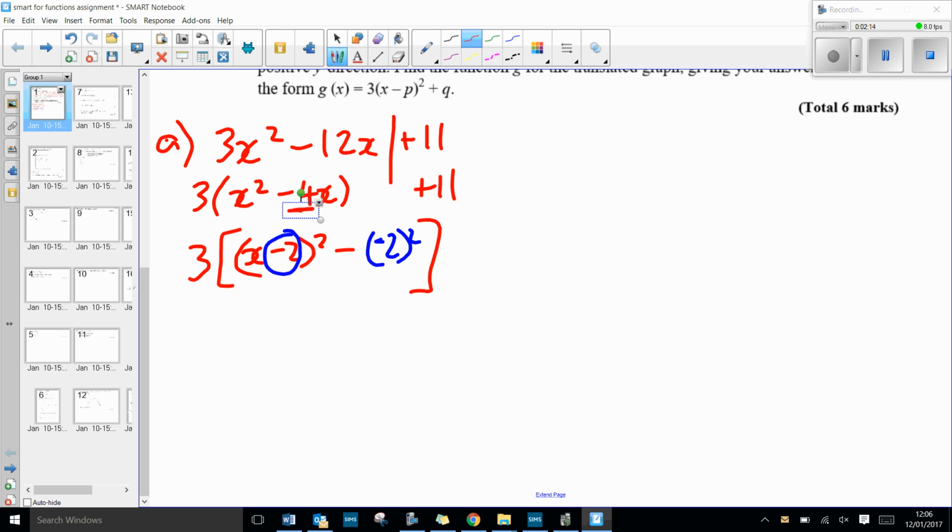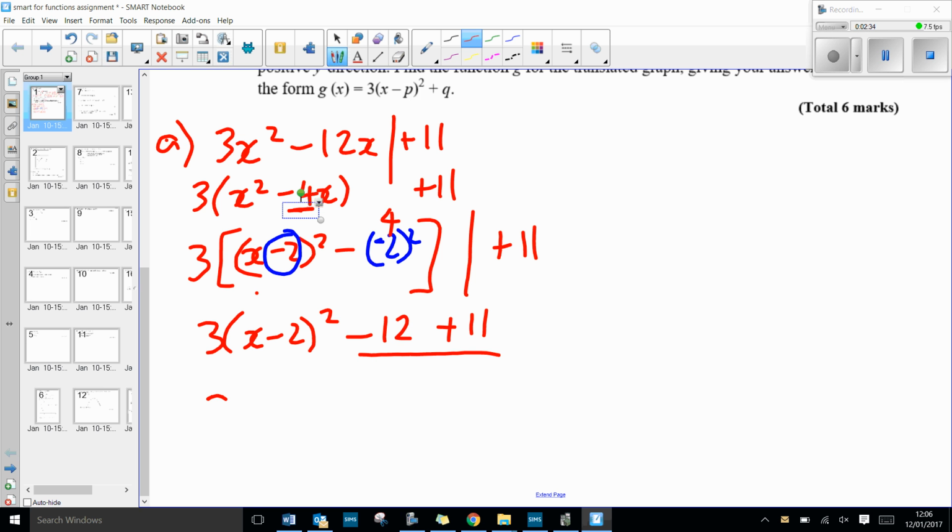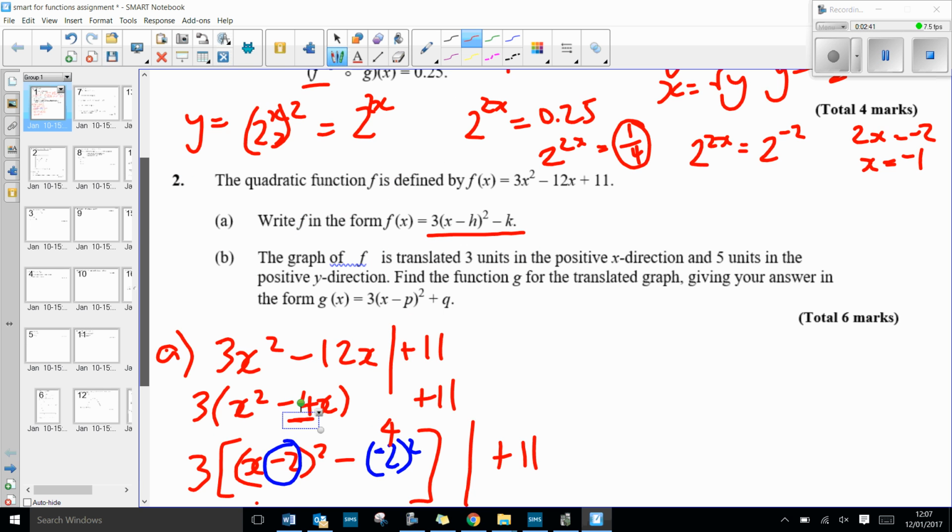Okay, and then we have the plus 11. So this 3 is affecting both of these two items. So we've got 3 bracket x minus 2 squared. Negative 2 squared is 4, so this is minus 12. And so at this stage we can bring this back in. So we've got 3 bracket x minus 2 squared minus 1. So that's written in that form.